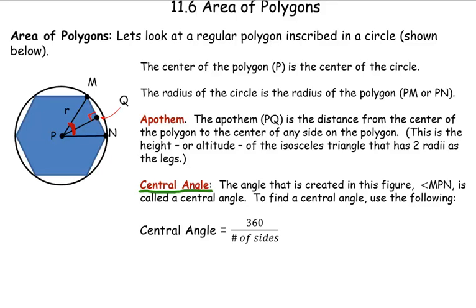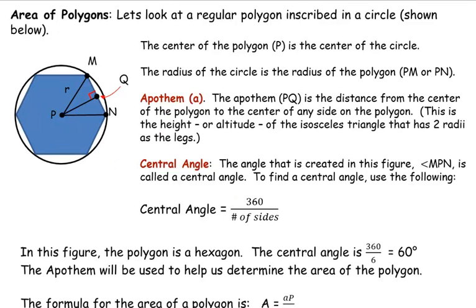So we're going to take my whole circle, or all the way around P, and I can do that in green. If we went all the way around, that's 360 degrees, right? And so what we're going to do is take the 360 degrees and divide that by the number of sides. The number of sides is also the same as the number of central angles that I'm going to get. So 360 divided by the number of sides gives me the degree measure of one of those central angles.